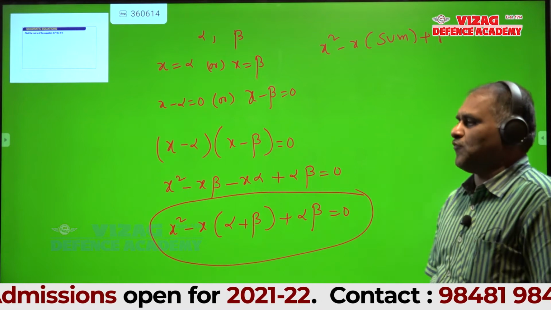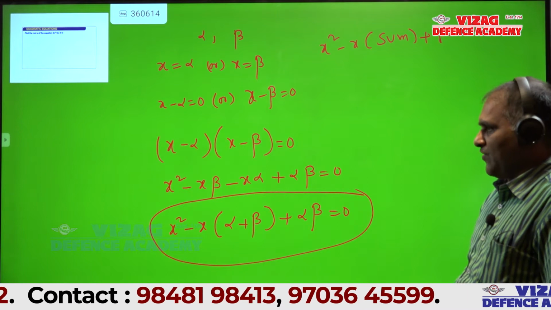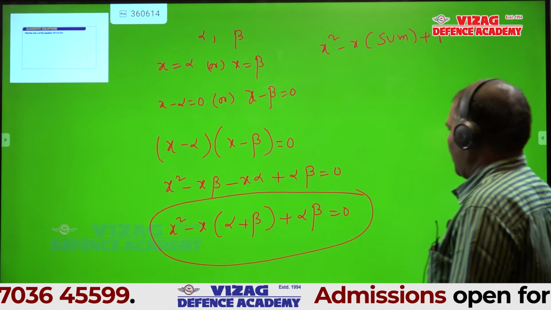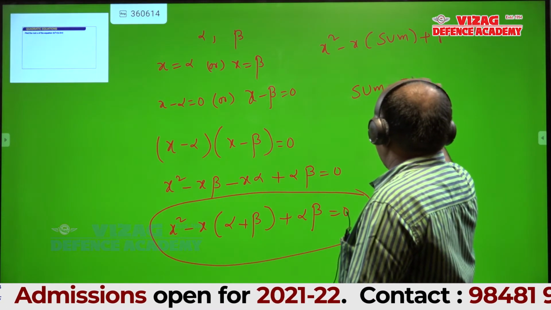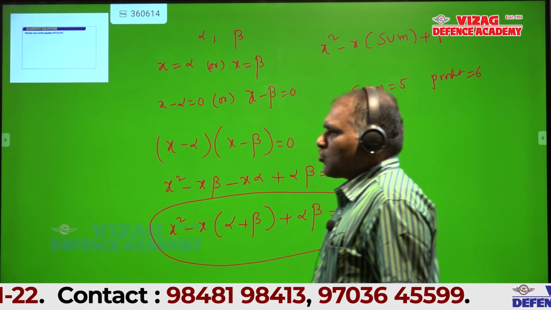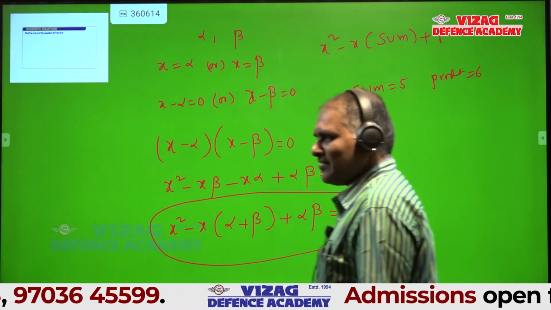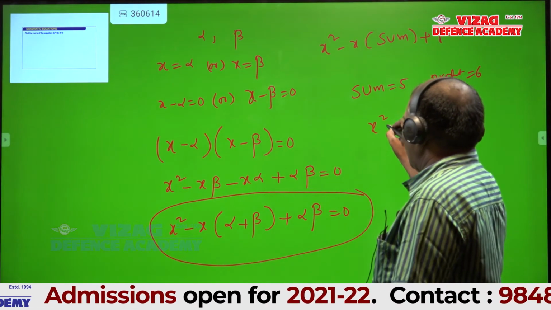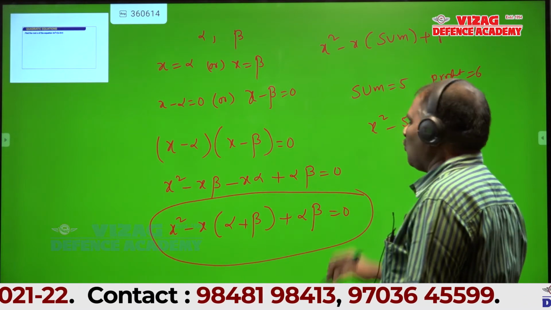Therefore, this is the form of that quadratic equation when roots are given. How to find? This is the form. By observation, suppose the sum is equal to 5 and the product is 6. What is the quadratic equation? X square minus 5x plus 6. Very good. X square minus 5x plus 6 is equal to 0.